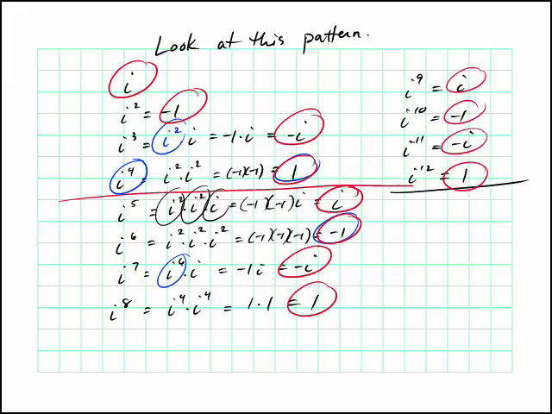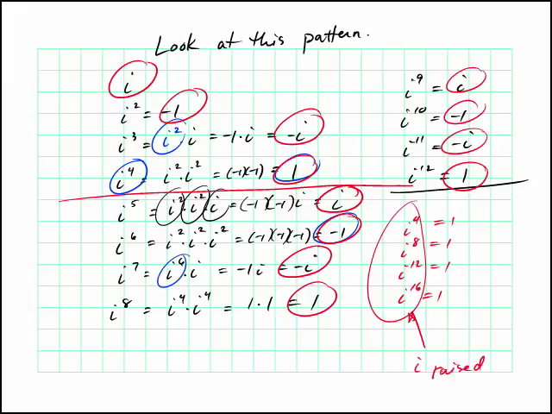Note which ones are equal to positive 1. i to the 4th, i to the 8th, i to the 12th. The next one would be i to the 16th. All of these will equal positive 1. What do they have in common? i raised to a multiple of 4. They all equal 1. I can use this fact to simplify.